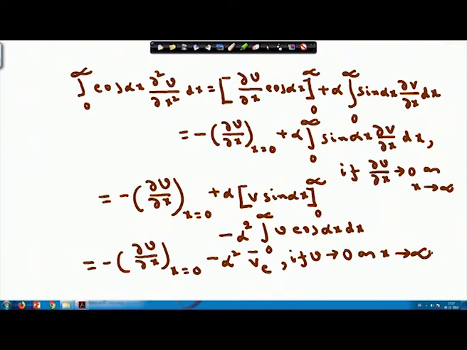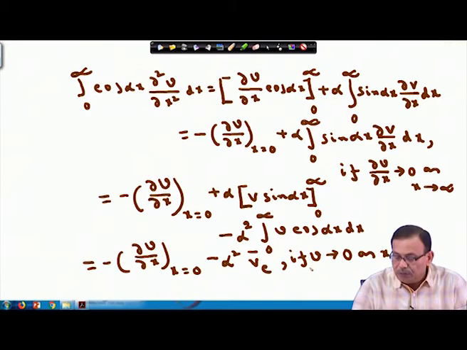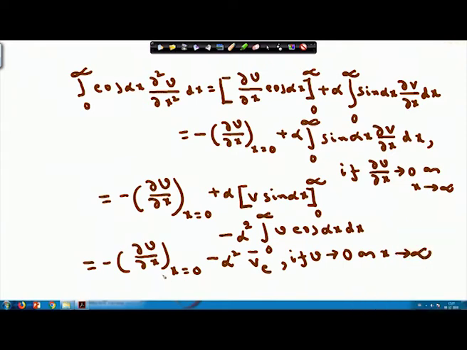Therefore, whenever I want to use the Fourier cosine transform, I have to know that v approaches 0 and del v del x approaches 0 as x approaches infinity. If this condition is not there, then I cannot evaluate this. So, whenever you take the Fourier cosine transform of del 2 v del x square, this will reduce to minus del v del x at x equals 0 minus alpha square into v bar c.